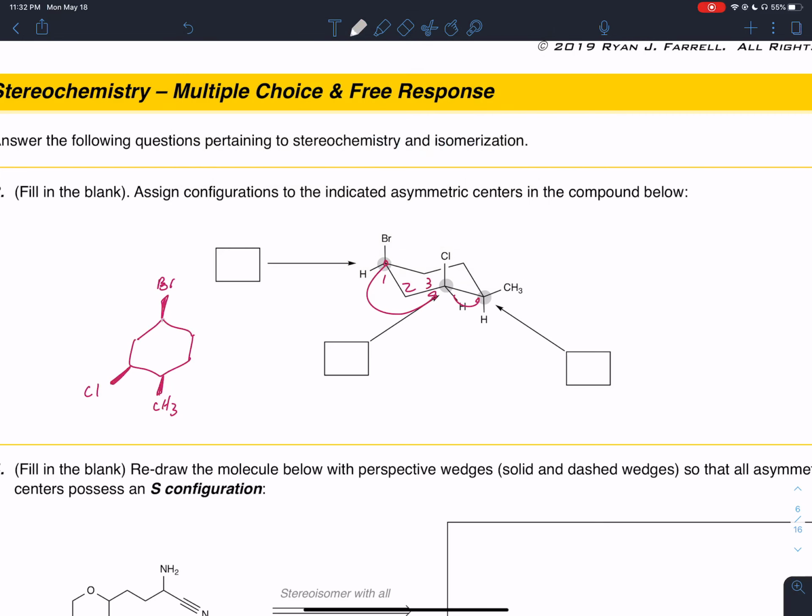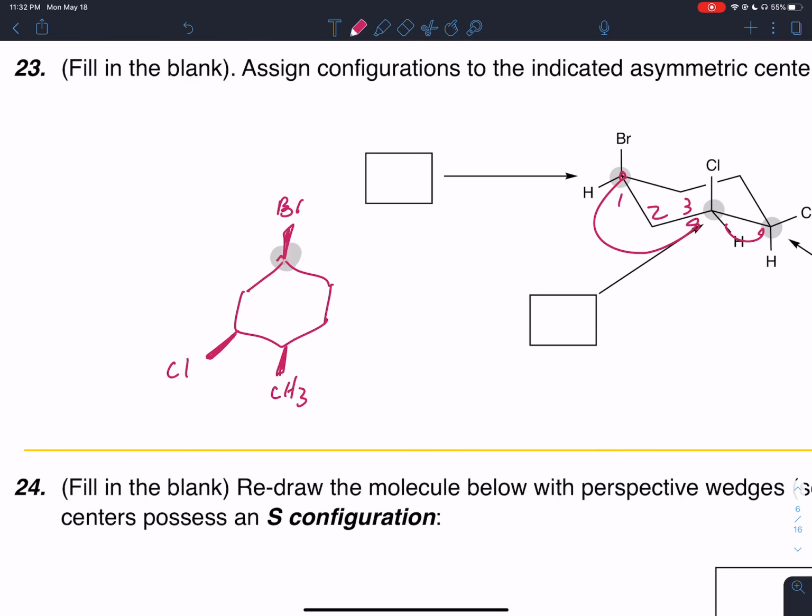We're going to start at the carbon with the bromine. Okay. So at that carbon, the hydrogen is back. Therefore, we have priority 1, 2, and 3. Take a second to try to solve those yourself. Hydrogen's 4. This looks like it's S, and it will be S because the lowest priority is back.